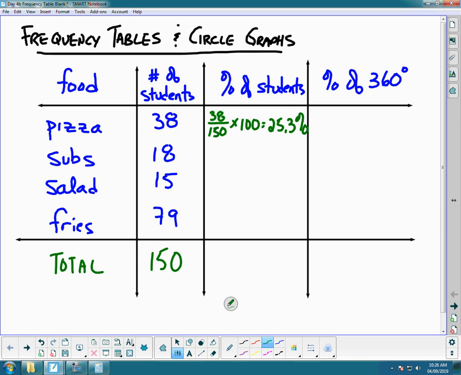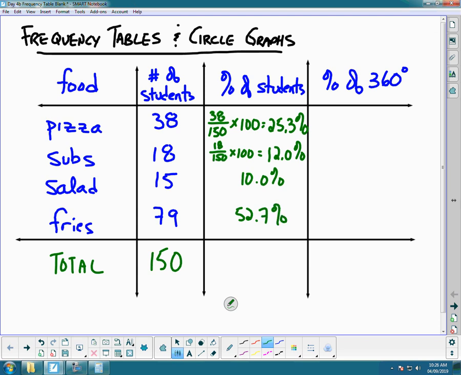Similarly, you can do the same math for the others. 18 divided by 150 times 100. I'll leave it to you to see that that's 12.0%. And I've done the math for the other ones. Actually, this one's easy. 15 divided by 150 is 10%. And you can verify on your own that 79 divided by 150 times 100 is 52.7%.